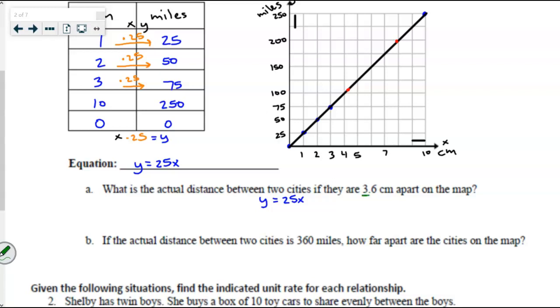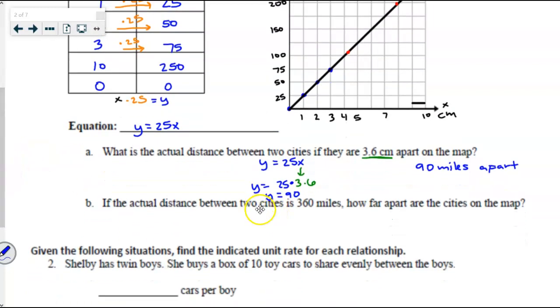Exactly. When I'm telling you 3.6 centimeters, I'm telling you what x is. X is 3.6, so I'm just replacing that. I'm substituting that in. So the equation was y equals 25 times x, and now it's y equals 25 times 3.6. I can't do that one in my head, so anybody who has already calculated that and used their calculator, please tell me what you got. Go ahead, Liv. 90. Y is equal to 90. So how far apart are they on the map? We would say 90 miles apart. Make sure we use our unit of measure. Make that quantitative.